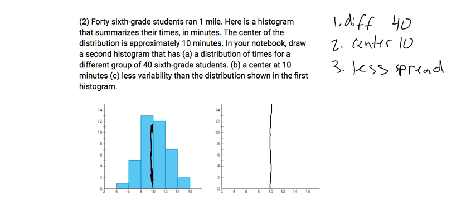So there's obviously many different things that we could do here to create a histogram with these three things in it. But what I'm going to do is make it fairly easy on us. So we're going to have 40 students, and if we have 8 to 10 here, let's go all the way up. Let's go higher than 14. Let's go all the way to 20 students. So we have a bar here that goes to 20 students that ran from 8 to 10-minute miles.